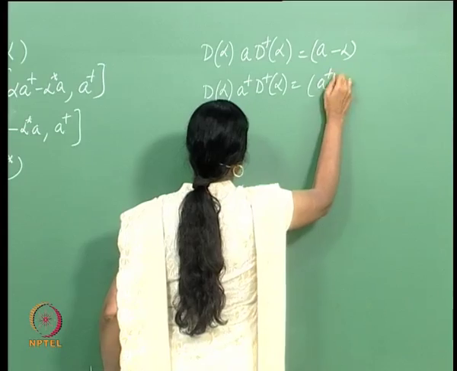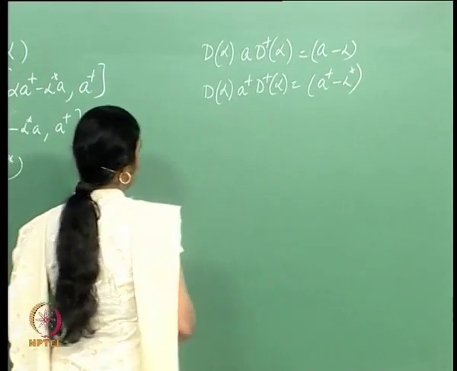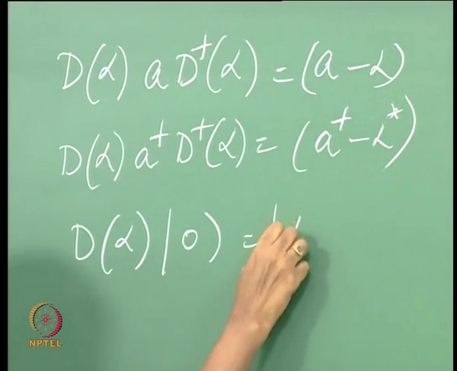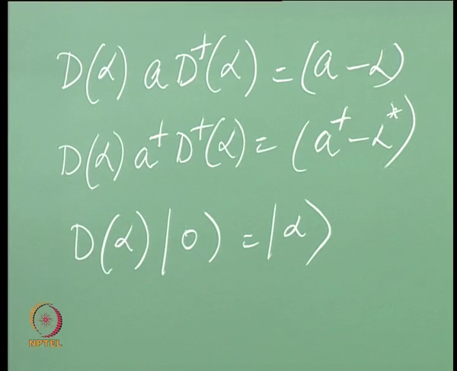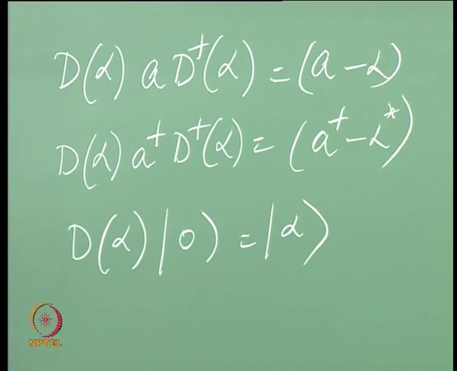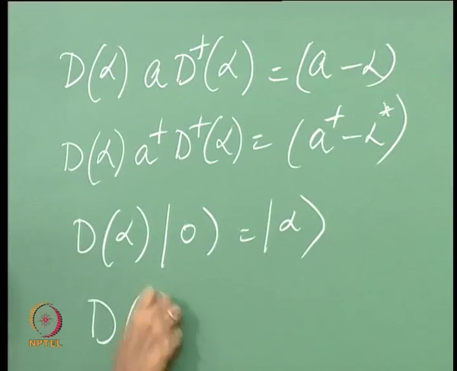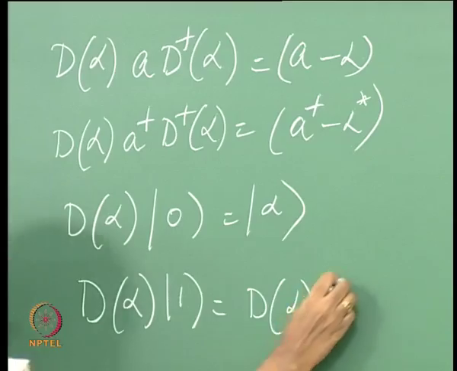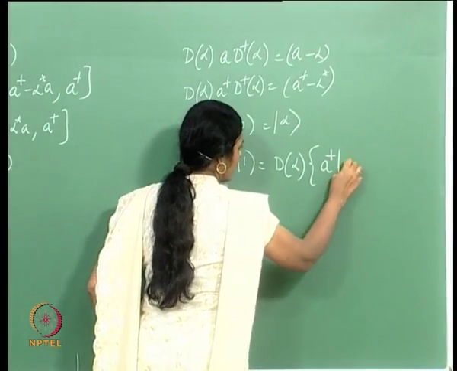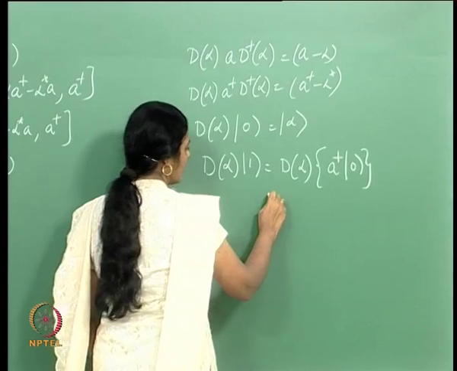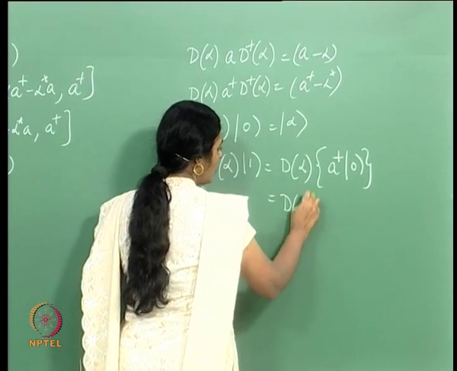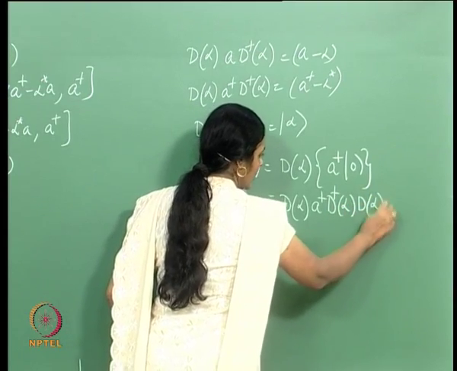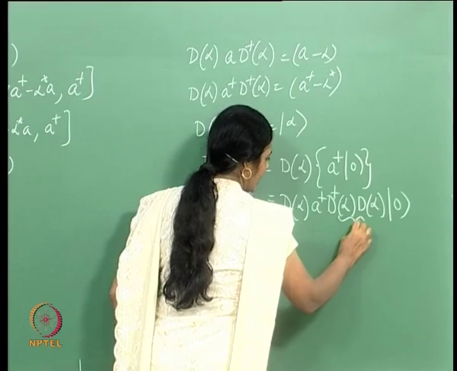Is A dagger minus alpha star out here, and D of alpha on ket 0 is ket alpha. What is D of alpha on ket 1? This is simply D of alpha, but ket 1 is A dagger ket 0, so I put that here. I can now put in a D dagger of alpha D of alpha here because that is identity.